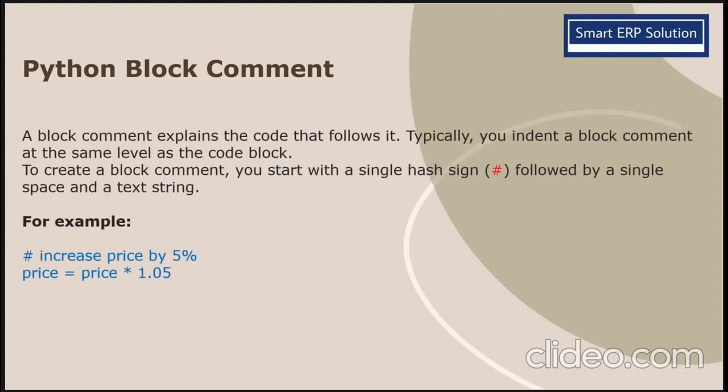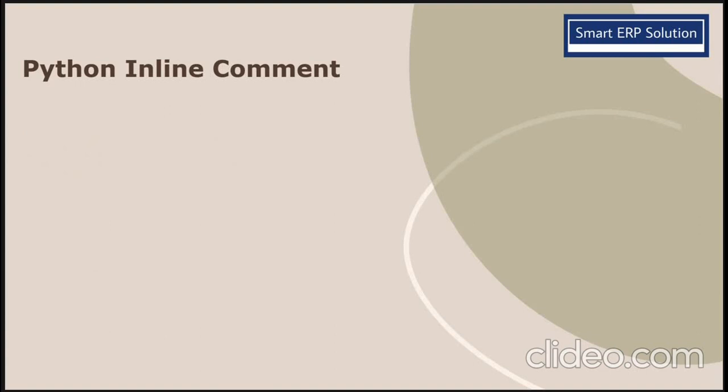Python block comments. A block comment explains the code that follows it. Typically, you indent a block comment at the same level as the code block. To create a block comment, you start with a single hash sign followed by a single space with a text string. For example, hash: this is a commented line, increase price by 5%. We write hash before this line. So, Python treats these lines as commented lines. Python interpreter ignores this line, doesn't execute this line. price = price * 1.05. This is the example of a Python block comment.